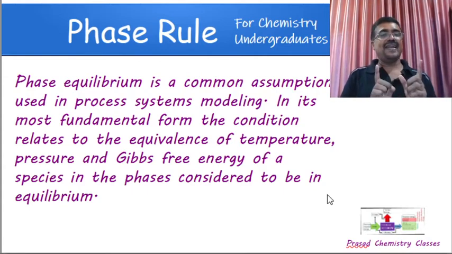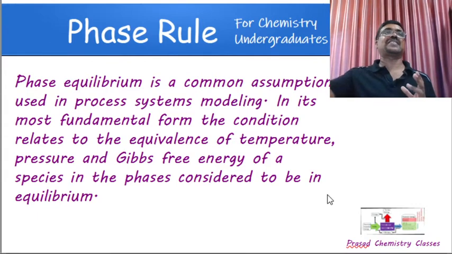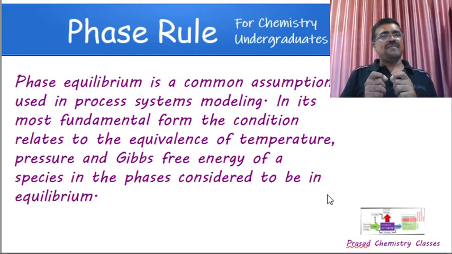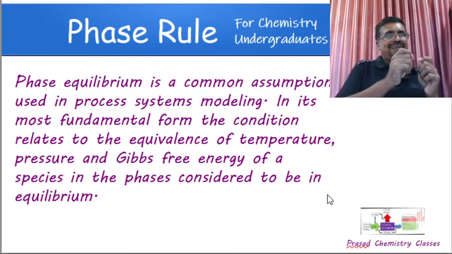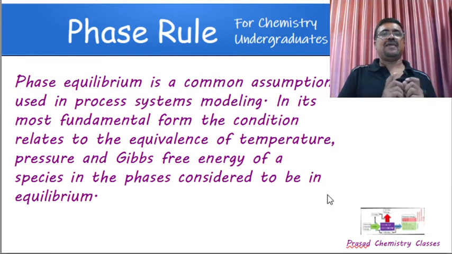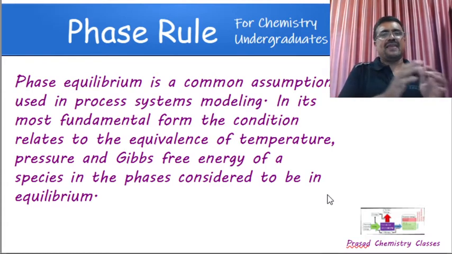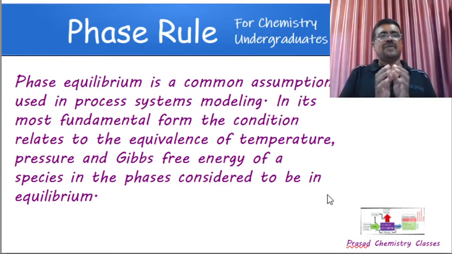Then one more thing has to be in equilibrium. The Gibbs free energy per mole of the components also should be the same. Why? At equilibrium, a component in a particular phase can be converted reversibly into the other phase if the system is at equilibrium. So, suppose we have component 1, it is converted from phase 1 to phase 2.